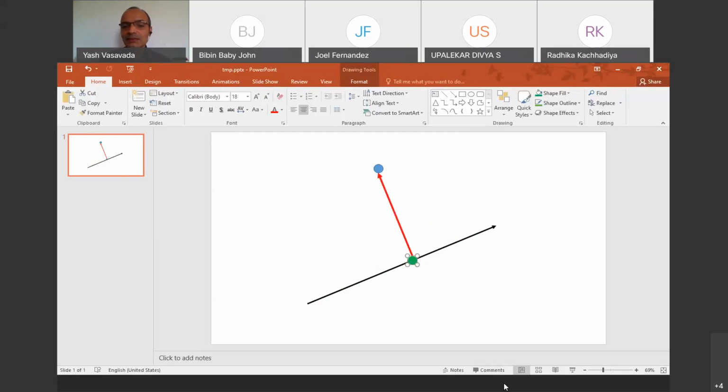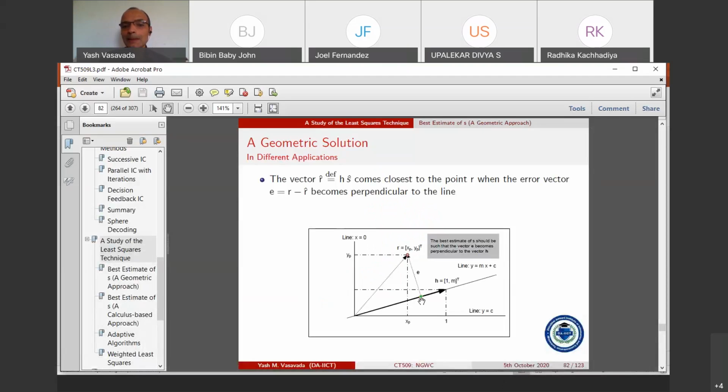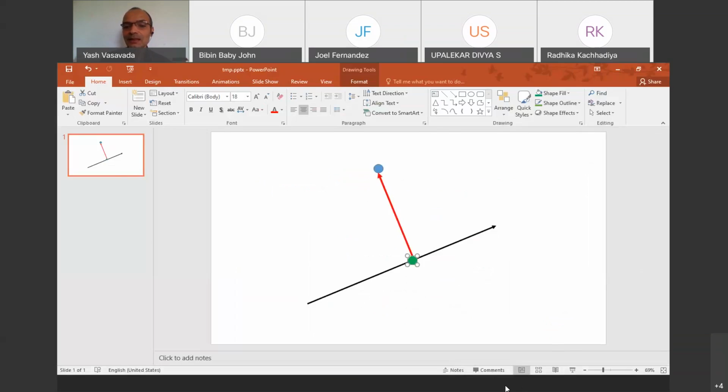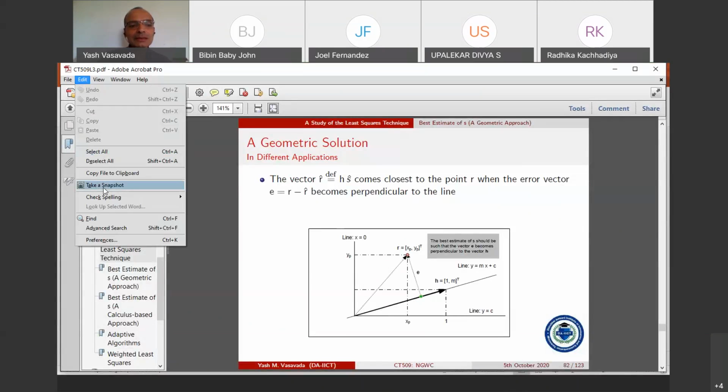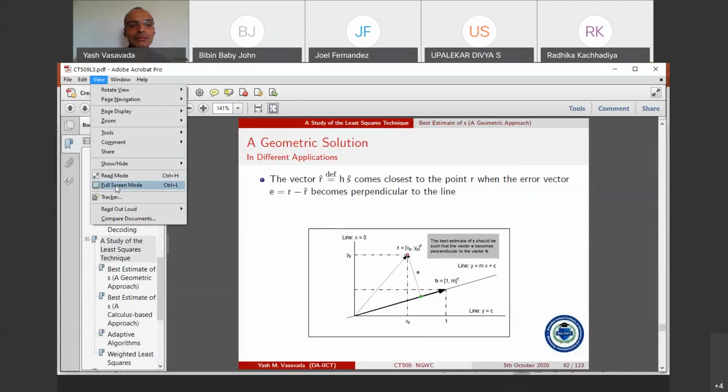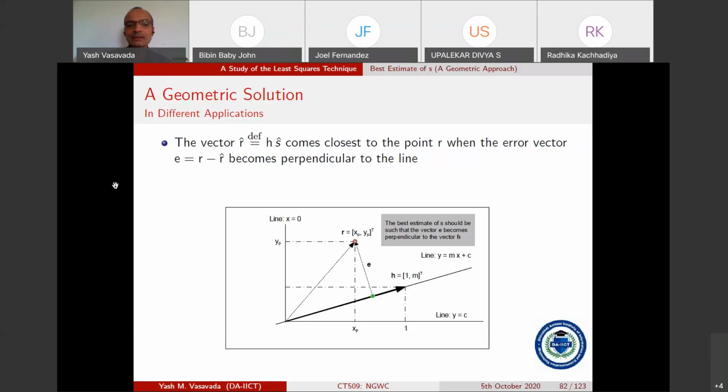So that is the point that I was making here, that I would like the estimated R hat, which is H times S hat, to be as close to R as possible, because that gives me the minimum Euclidean distance estimate. And that happens only when this vector E, which is the one that I have shown here by this red colored line, becomes perpendicular to this column space H. Okay. So now let us cast this in a little bit more mathematical terminology.